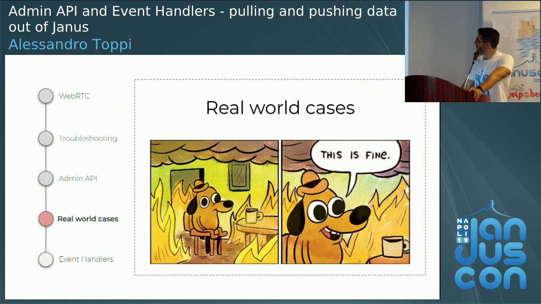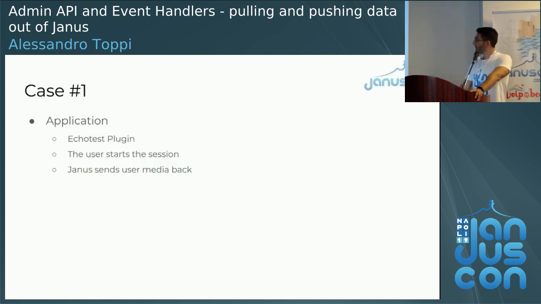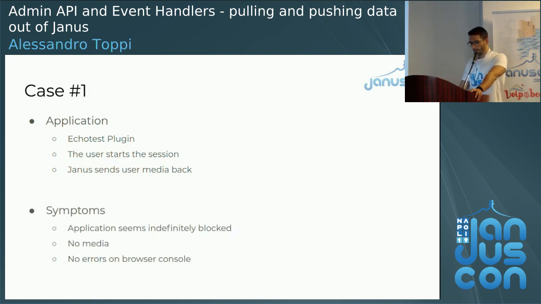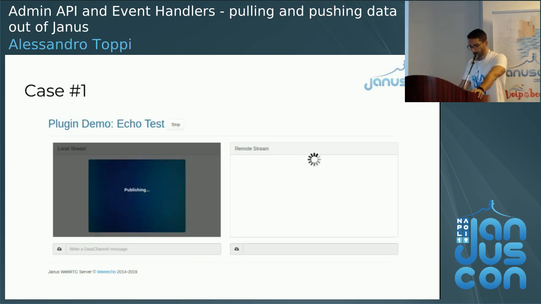And now I want to show you some real-world cases where the admin API proved to be really useful for troubleshooting. This is case number 1. We're dealing with the EchoTest plugin. For those of you who are not familiar, it's a very simple application in Janus where the user starts a session and Janus sends its media back. The symptoms in this case are that the application seems indefinitely blocked, there's no media, and also we have no errors on the browser.